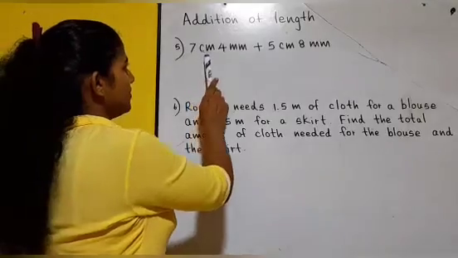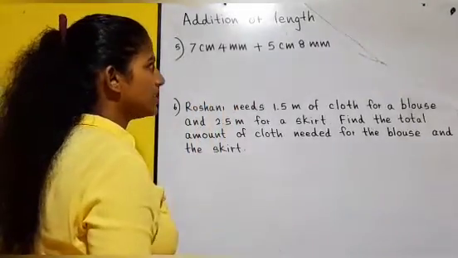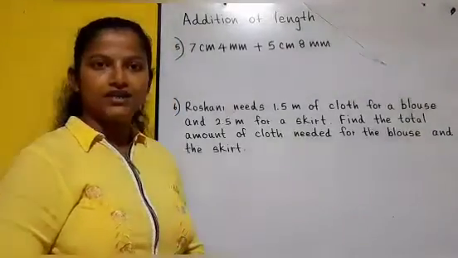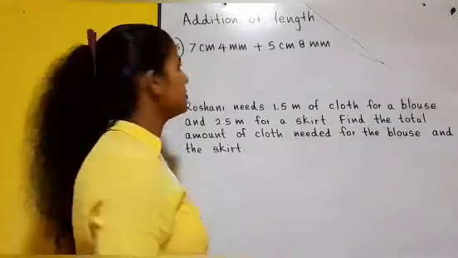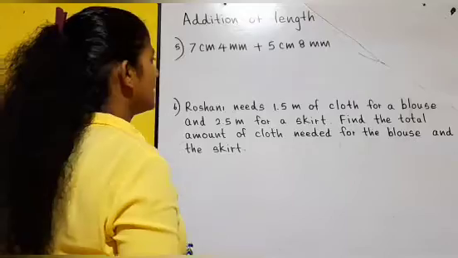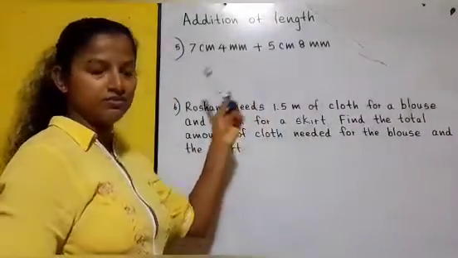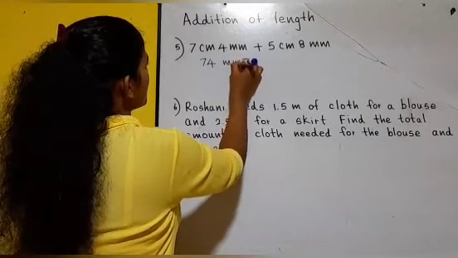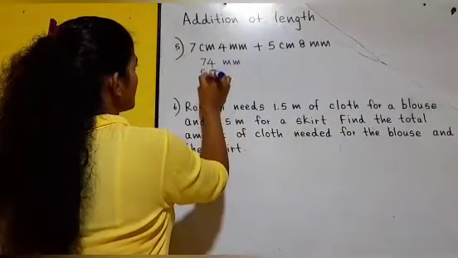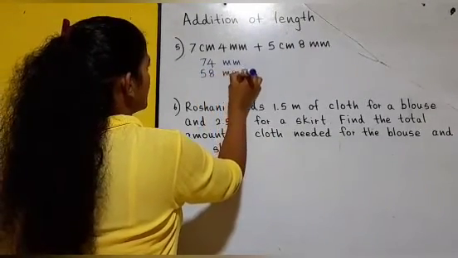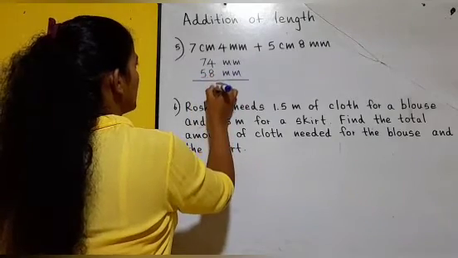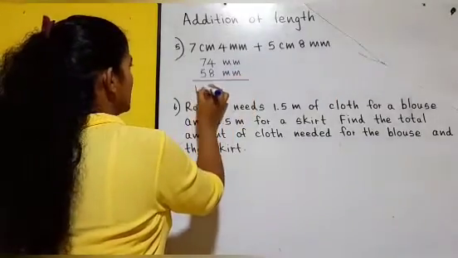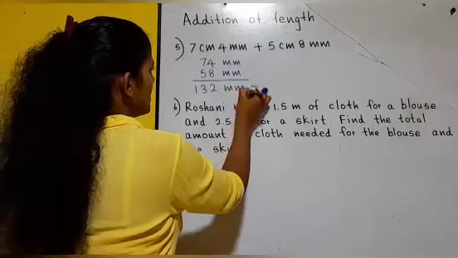Fifth one, 7 centimeters 4 millimeters plus 5 centimeters 8 millimeters. We can perform the addition by converting them into the same unit also. 7 centimeters 4 millimeters, I can convert the total amount into millimeters. That is 74 millimeters. Then this one, 58 millimeters. Then we will do the addition. 8 plus 4 is 12, 1 remaining. 7 plus 1, 8. 8 plus 5 is 13. 132 millimeters is the answer.